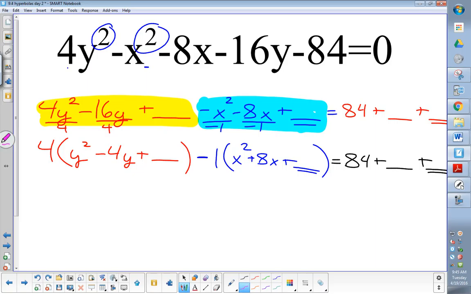So Marcus, what number do you think is going to go in this first blank here? 4. Half of 4 is 2. 2 squared is 4. What about in the blank on the other side? 16, because he took this 4 out in front. He's going to multiply it by that 4 to get 16 there.